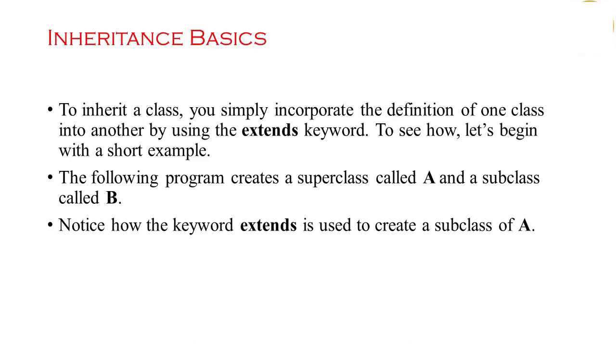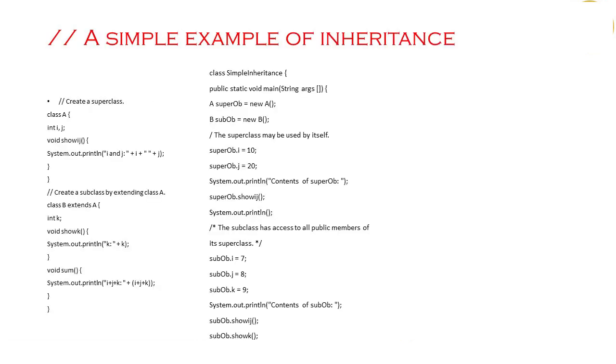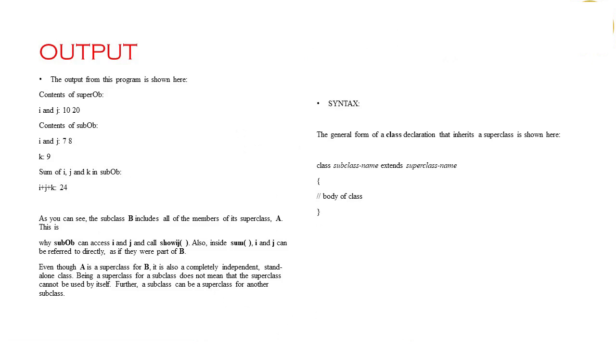Inheritance basics. To inherit a class, you can simply incorporate the definition of one class into another by using the extends keyword. To see how, we will begin with an example. The following program creates a superclass called A and a subclass called B. Notice how the keyword extends is used to create a subclass of A. Here is the example where you have class A, and B extends A. Have a look over it. The output of the program has been given.